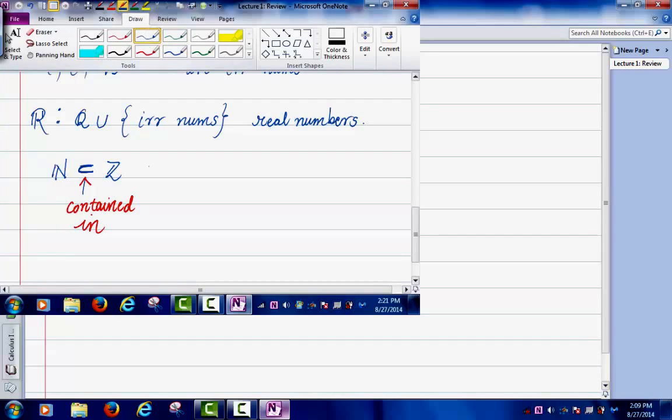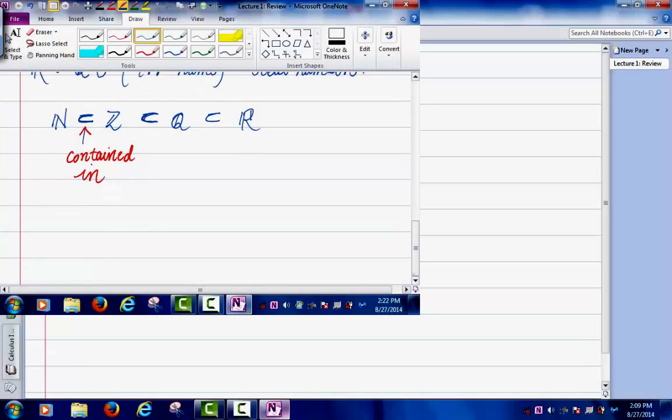And of course then Z is inside of Q, right? Because any integer can be thought of as a rational number. If I have the integer -2, you can write it as -2 divided by 1. And all the rationals are included inside of the real numbers. Is that clear? Everybody's okay with that? Now, one question is, how many real numbers are there?